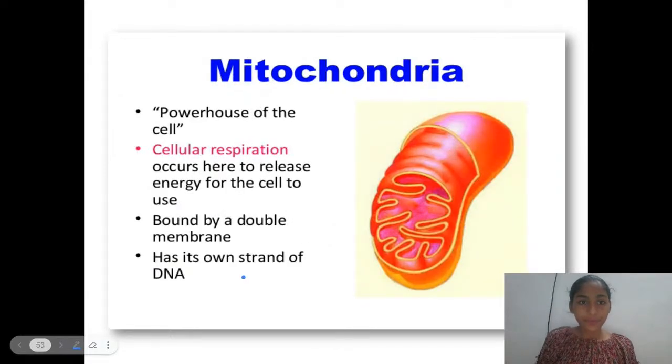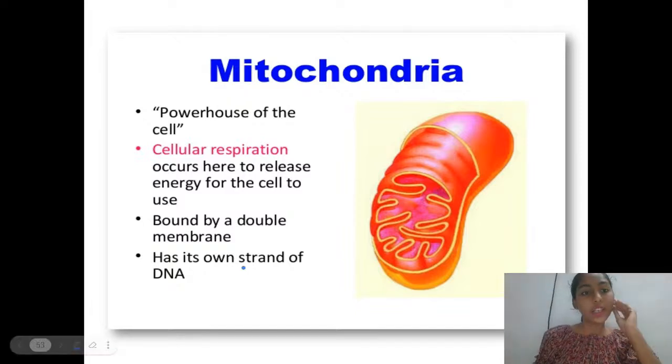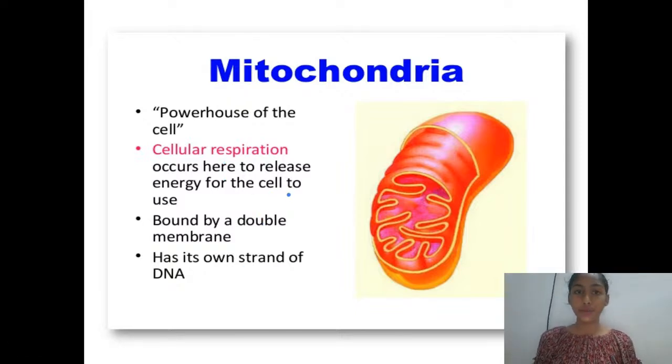Very good. Mitochondria. This is the powerhouse of the cell. Mitochondria is called the powerhouse of the cell. Cellular respiration occurs here to release energy for the cell to use. It is bound by a double membrane. It has its own DNA. Mitochondria has its own DNA, the rest do not. No other cell organelle has its own DNA other than mitochondria.